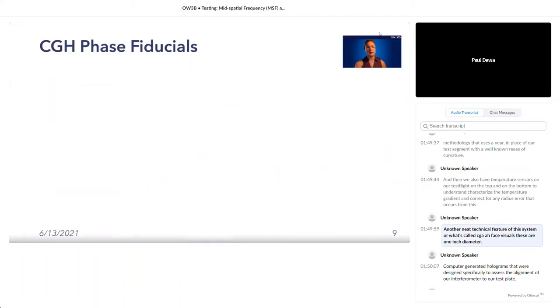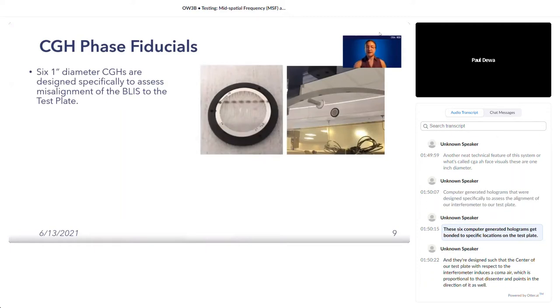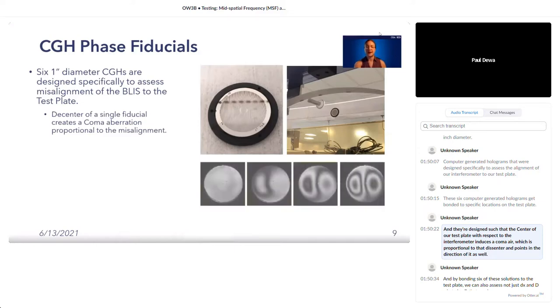Another neat technical feature of this system are what's called CGH phase fiducials. These are 1-inch diameter computer generated holograms that were designed specifically to assess the alignment of our interferometer to our test plate. These 6 computer generated holograms get bonded to specific locations on the test plate, and they are designed such that the center of our test plate with respect to the interferometer induces a coma error, which is proportional to that decenter and points in the direction of it as well.